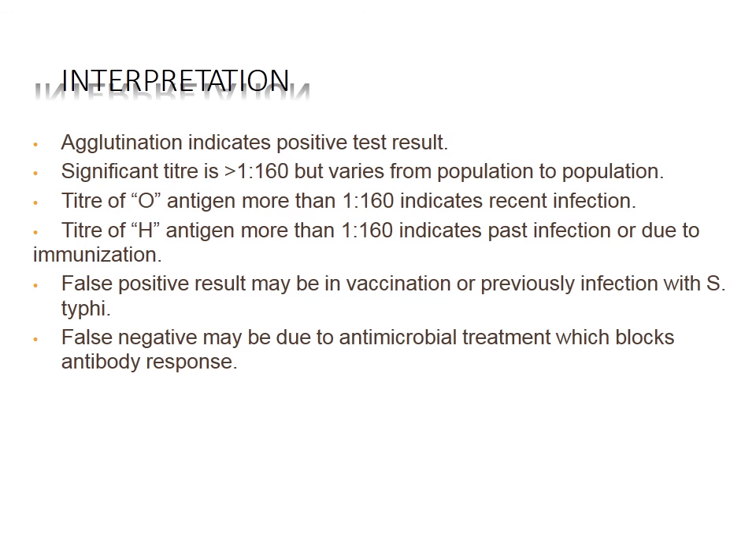Agglutination indicates a positive test result, and a significant titer is 1 in 160 but varies from population to population. A titer of O antigen more than 1 in 160 indicates recent infection, and a titer of H antigen more than 1 in 160 indicates past infection or immunization. A false positive result may be seen in vaccination or previous infection with S. typhi. A false negative may be due to antimicrobial treatment, which blocks antibody response.